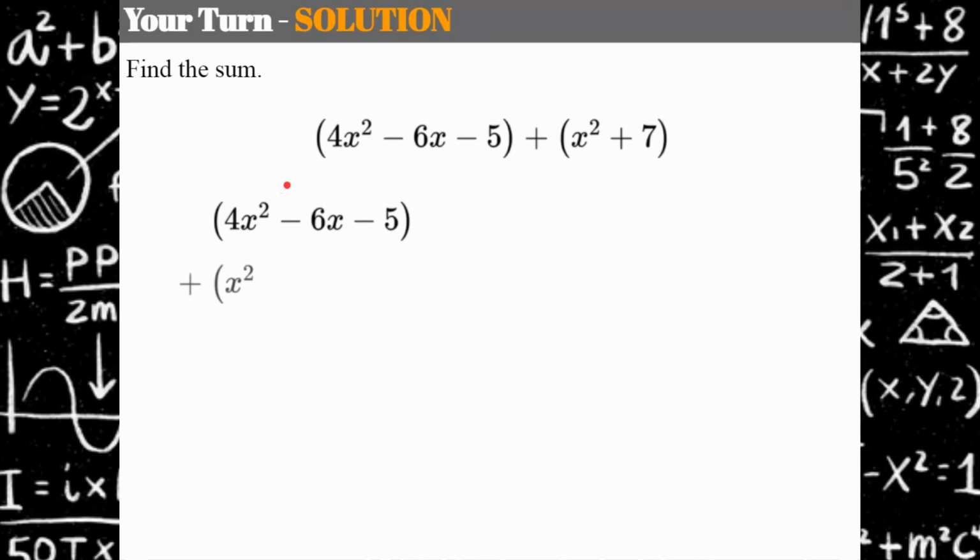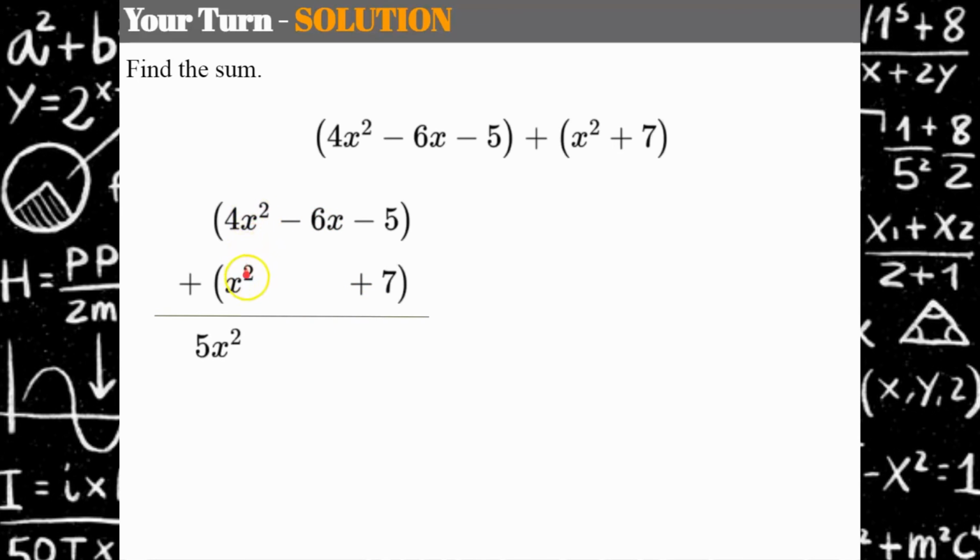So here's the vertical method. Here's the trick. When you go to the vertical method, you need to line up your like terms. Because the second polynomial is a binomial with just two terms, there's going to be a missing term here, which is fine. That's just 0.